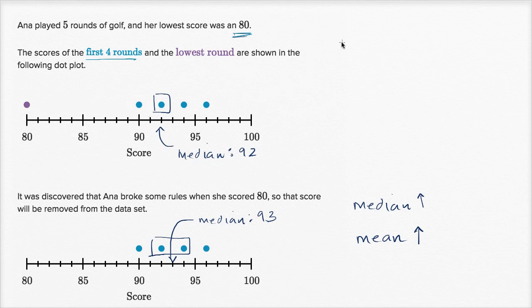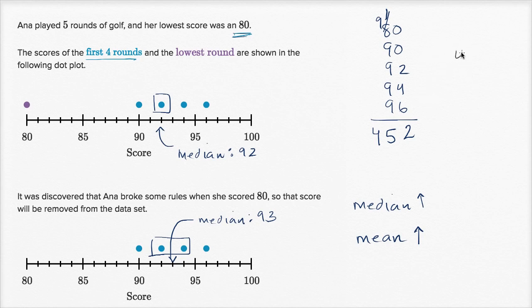So let's calculate the mean over here. So we're going to add 80 plus 90 plus 92 plus 94 plus 96. Those are our data points. And that gets us 2 plus 4 is 6, plus 6 is 12. And then we have 1 plus 8 is 9. And we essentially have 5 9s right over here. So this is going to be 452. So that's the sum of the scores of these 5 rounds. And then you divide it by the number of rounds you have. So it'd be 452 divided by 5.